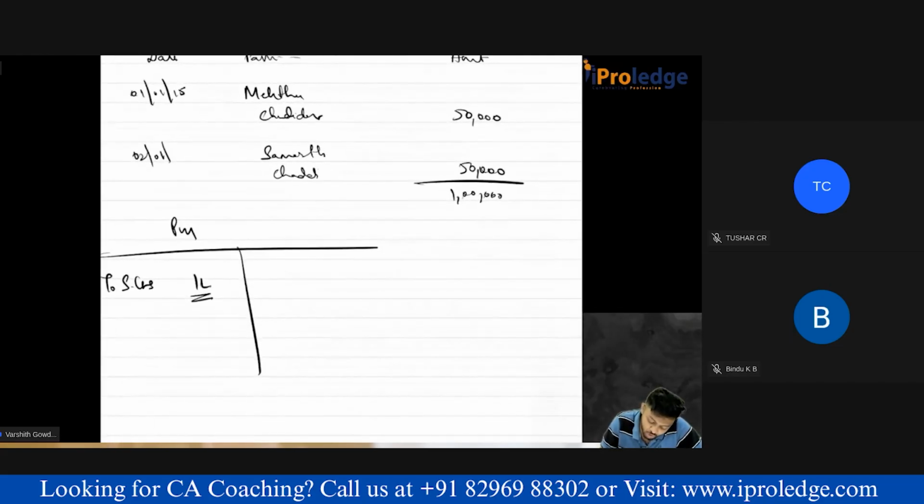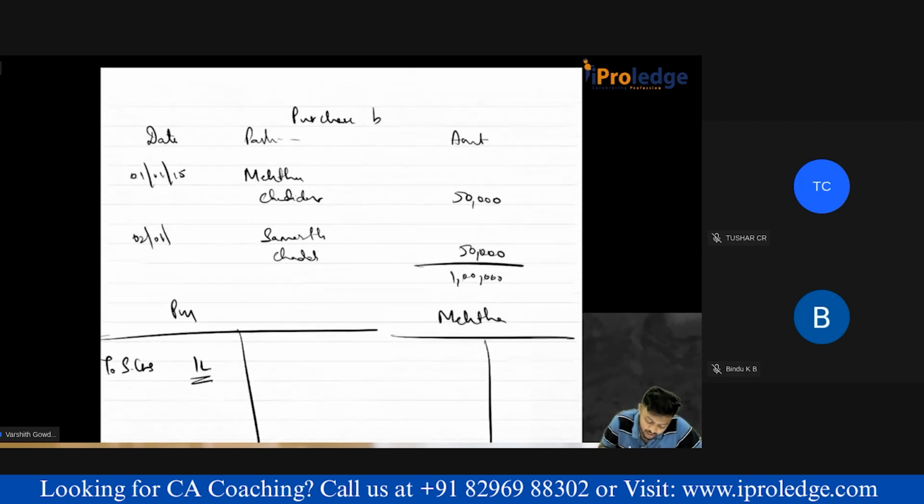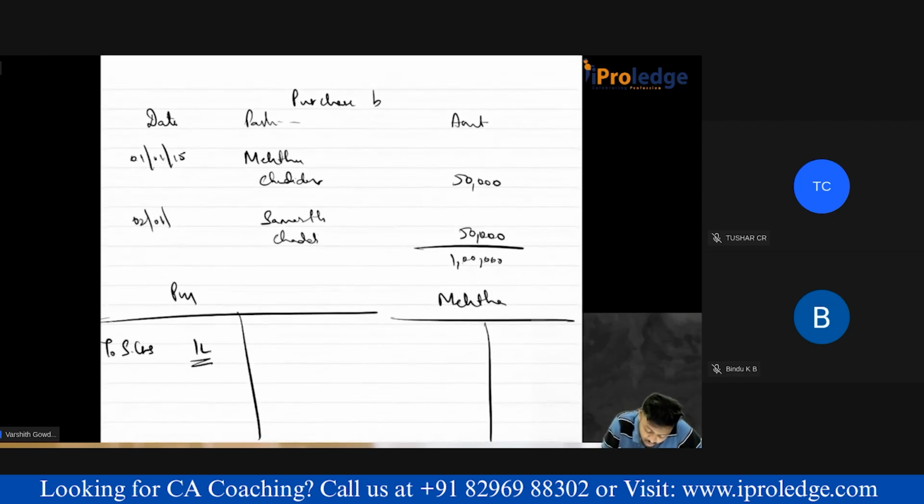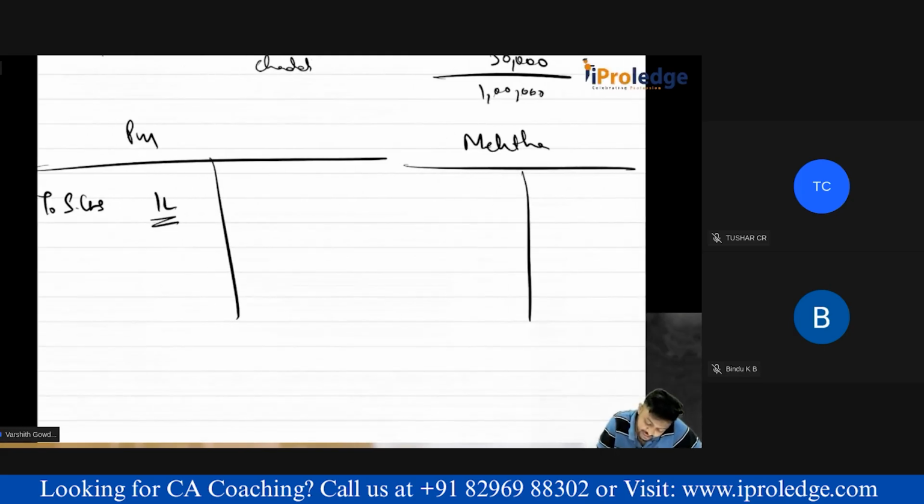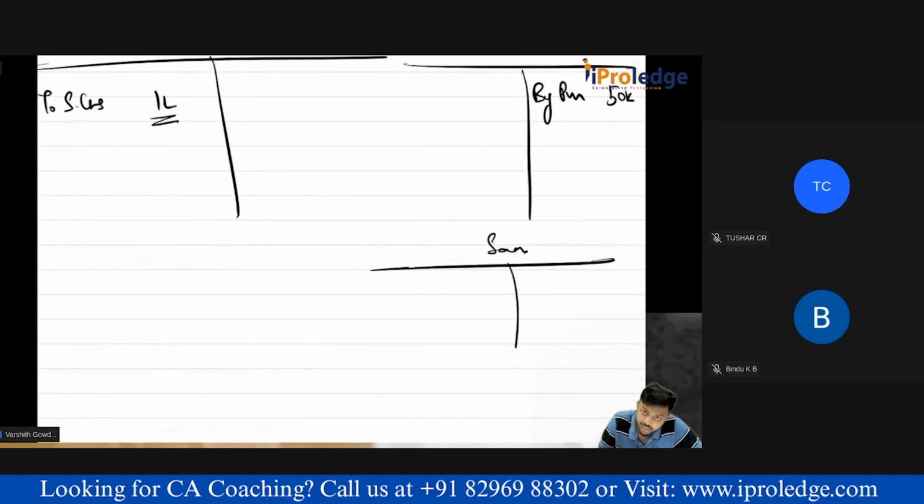Then I'll go to Mehta. I'll again go to purchase book. I'll see Mehta's total. How much is Mehta's total? 50,000. So Mehta is a creditor. Creditor is a liability. Liability increasing, credit side. So I would have posted it on the credit side. Then we have Samarth. He's also a creditor. Liability is increasing, I will credit.